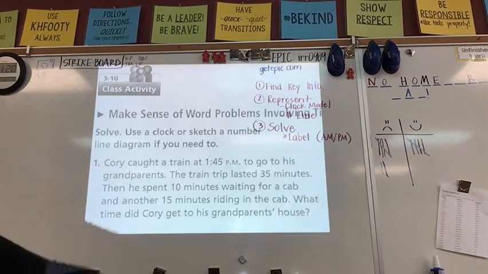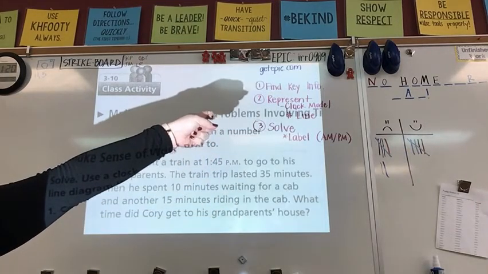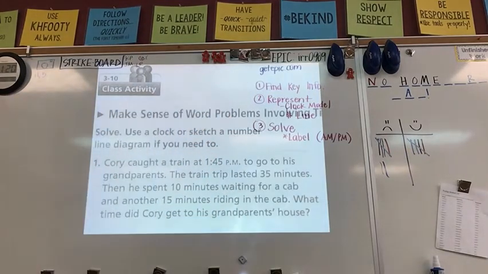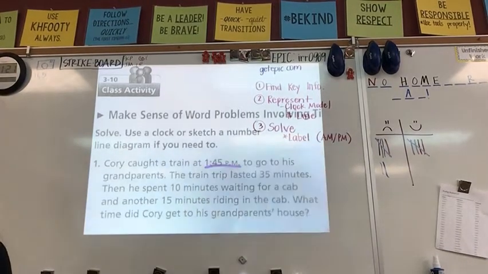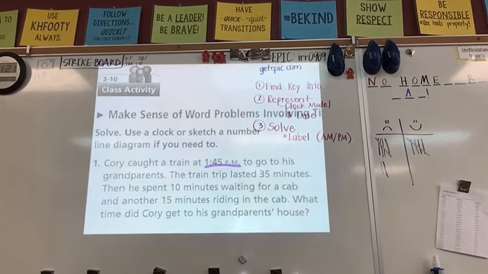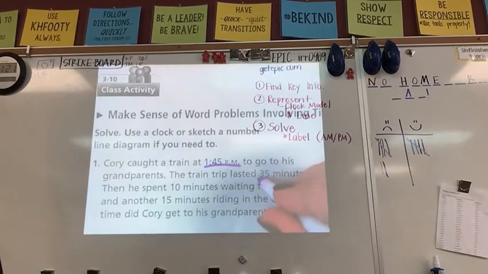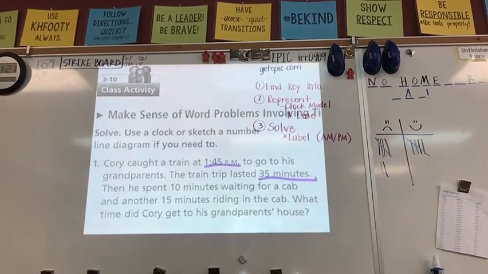Okay, so someone remind me, what is my first step for my time word problems? Find the key information. Everybody, what is my starting time in this word problem? 1:45 p.m. All right. Who has my next time chunk? 35 minutes. Who has my next time chunk? 10 minutes. What's my next time chunk? Landon.